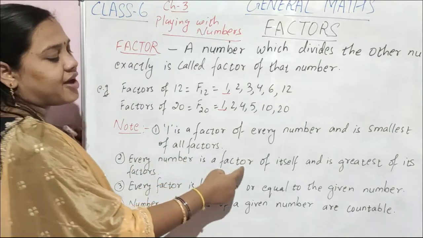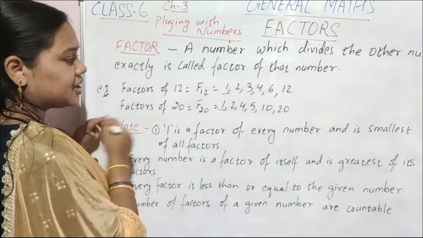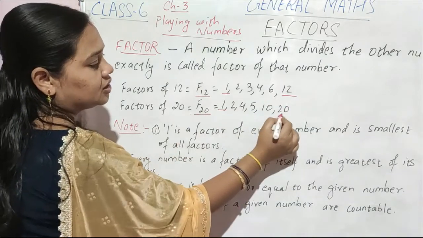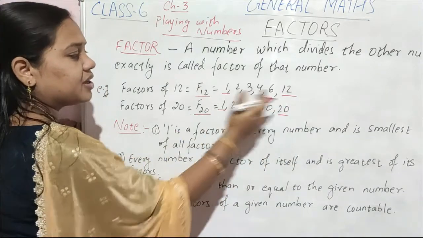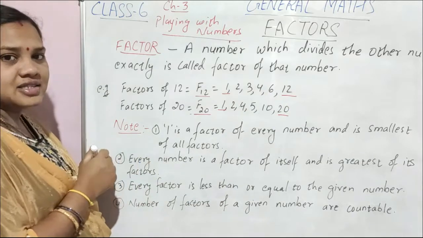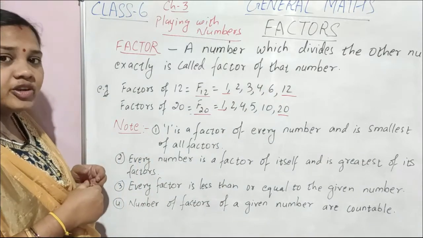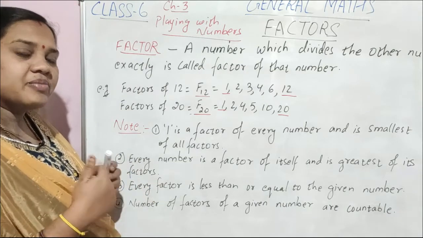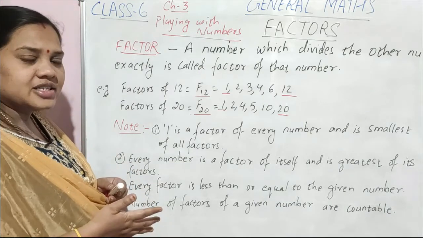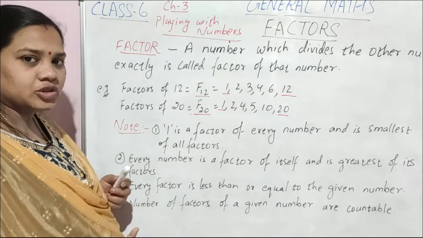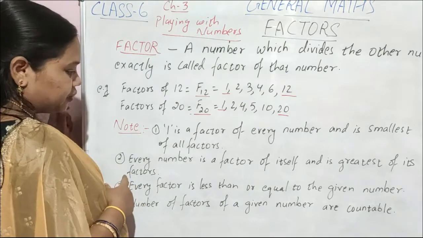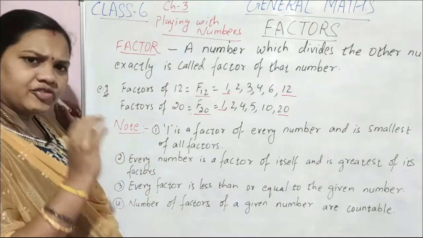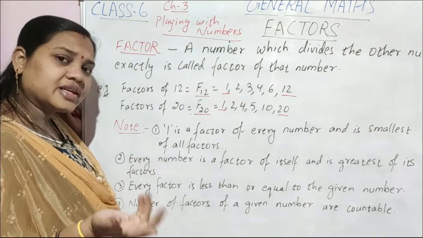Second point is, every number is a factor of itself. You see factors of 12, 12; factors of 20, 20. Every number is a factor of itself. Second point, every number is a factor of itself. Every number divides itself. 12 divided by 12, 20 divided by 20. Next, it is the greatest of its factors.